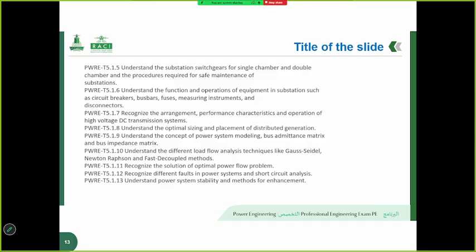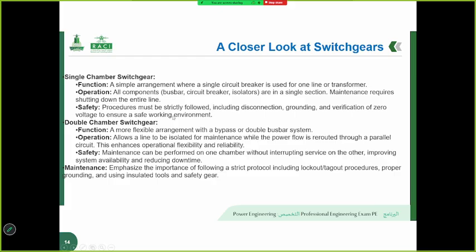This course will also cover how to recognize different faults in power systems and perform short circuit analysis. Finally, stability. The final objective is to understand power system stability and the various methods used to enhance it, ensuring the grid remains resilient under disturbances.